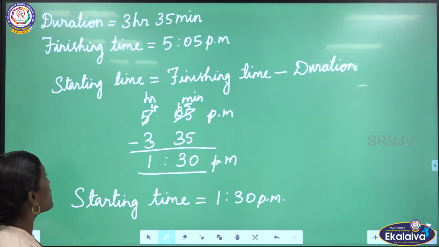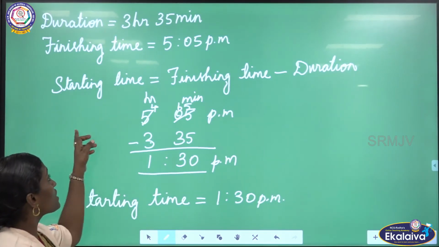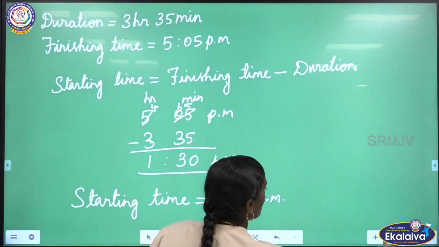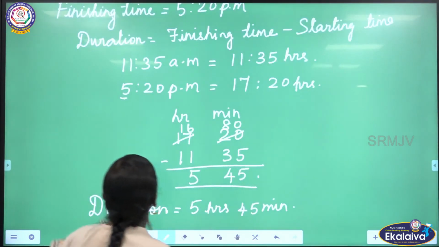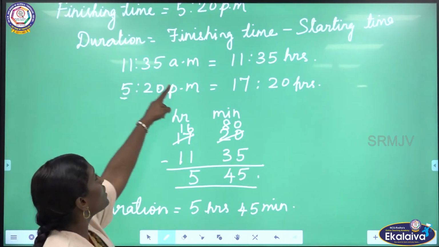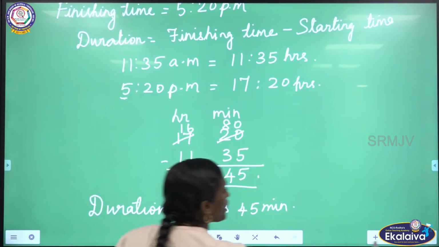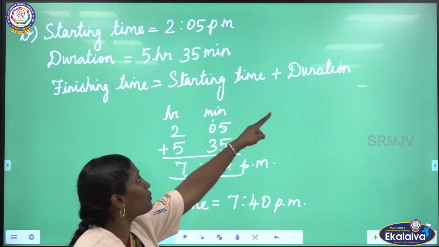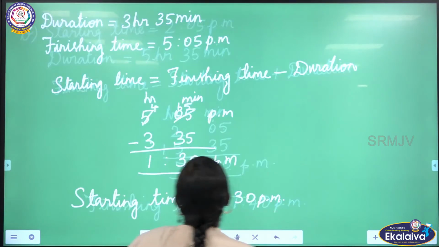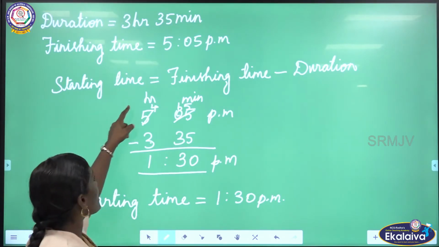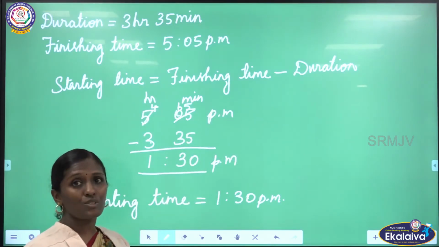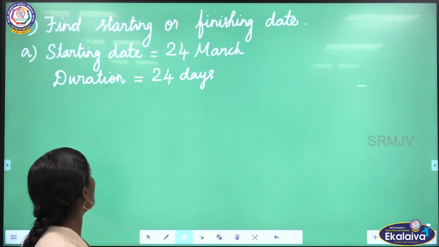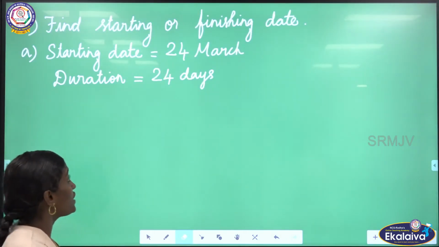Okay, so this is the formula to find the starting time. Starting time is equal to finishing time minus duration. Okay, here to find the duration, finishing time minus starting time. To find the finishing time, starting time plus duration. And to find the starting time, finishing time minus duration. Is it clear, children?